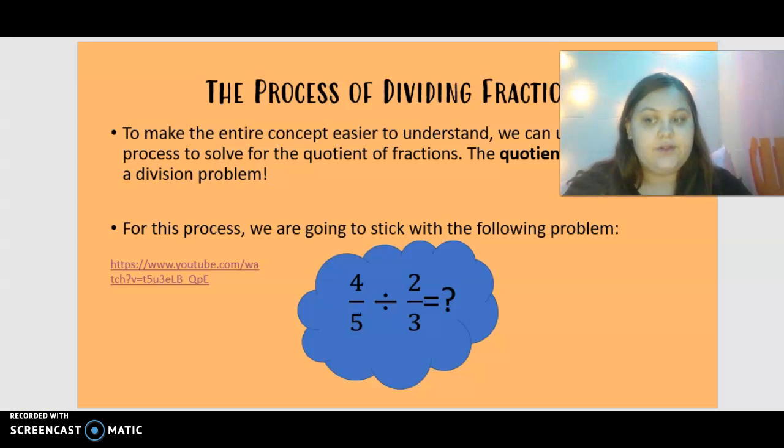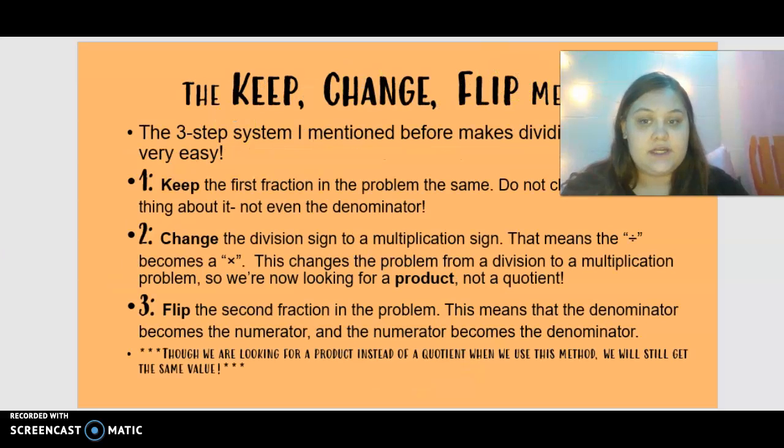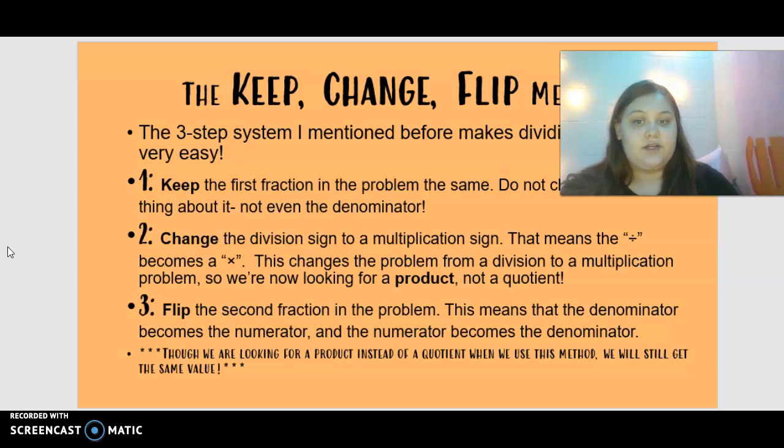Okay, so hopefully you all liked the video. Now we're going to move on to learning the actual process. So, like the video said, we're going to talk about the keep, change, flip method. The 3-step system I mentioned makes dividing fractions very easy. Step 1 is to keep the first fraction in the problem the same. You're not changing anything about the first fraction at all.